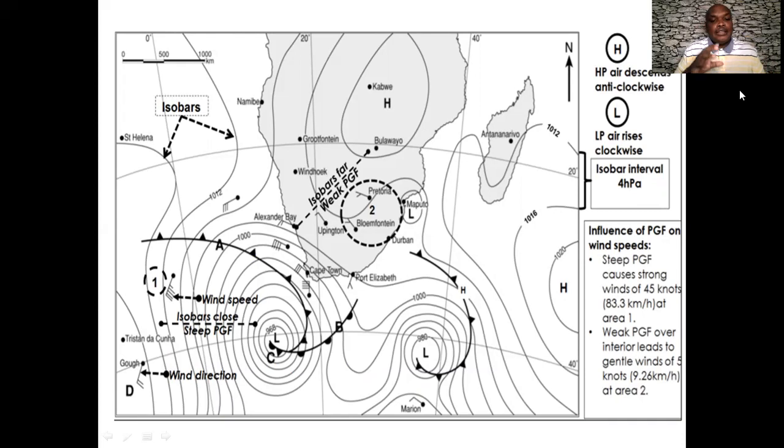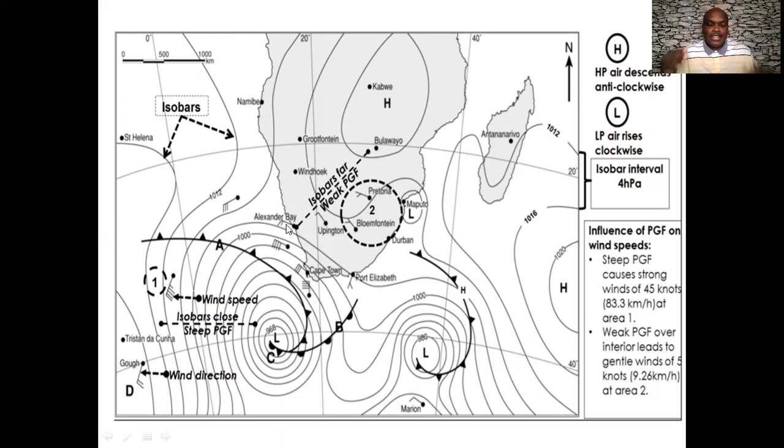If we have a look at this synoptic weather map, you can see the isobars where they are closely together, we have a steep pressure gradient, which results in high wind speed and strong winds. Then if you have a look here, inland we have the isobars that are far apart, which results in what? A weak pressure gradient, which also results in low wind speed.